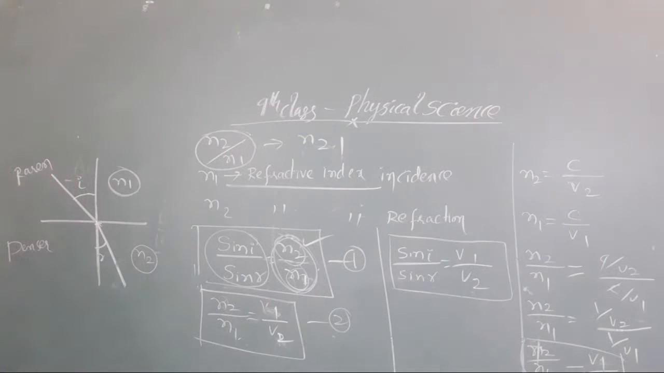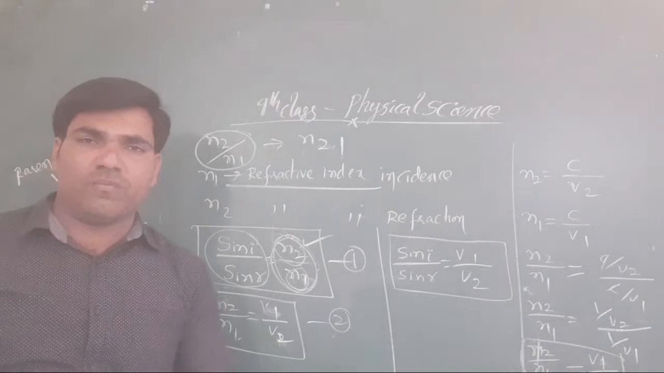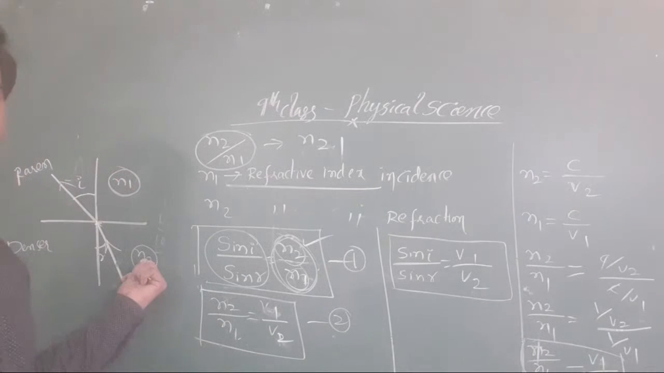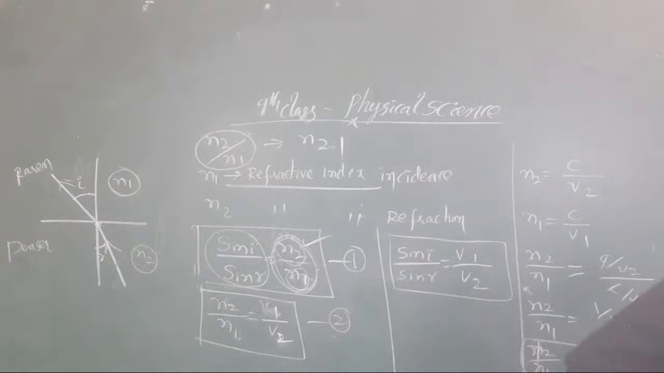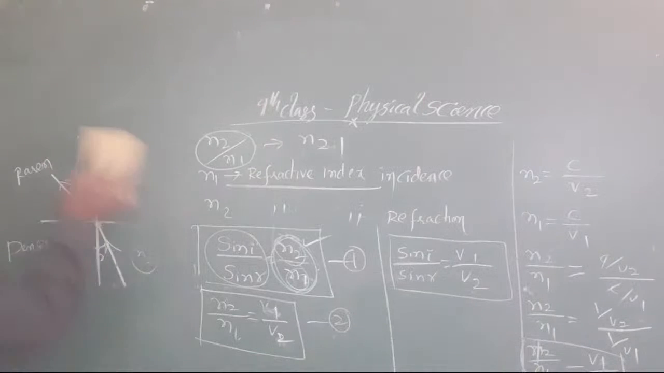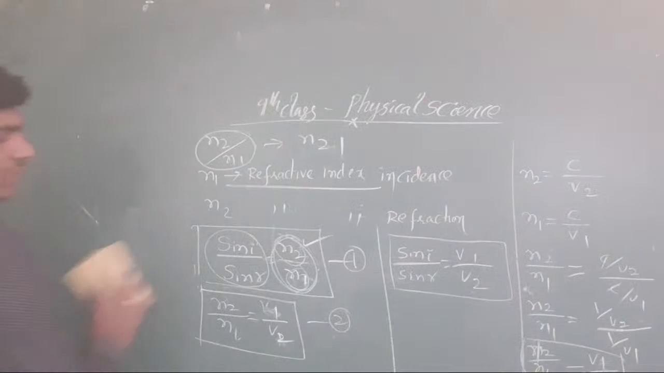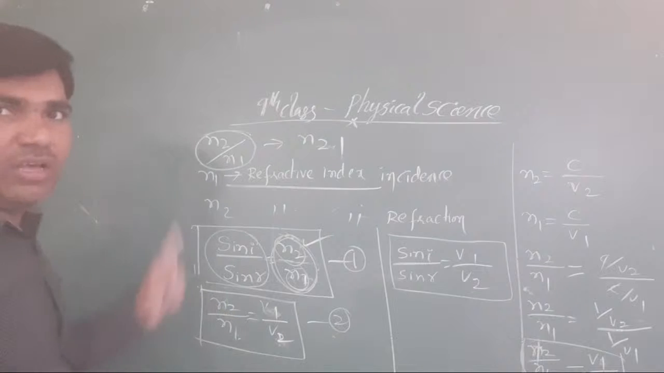In case the light ray enters from here to here, at that time it is written as N1 by N2. This becomes the incidence angle, and this becomes the refracted angle. Very, very important. Some confusions are there here about how the ratios are written. When you write the ratios, don't get confused.